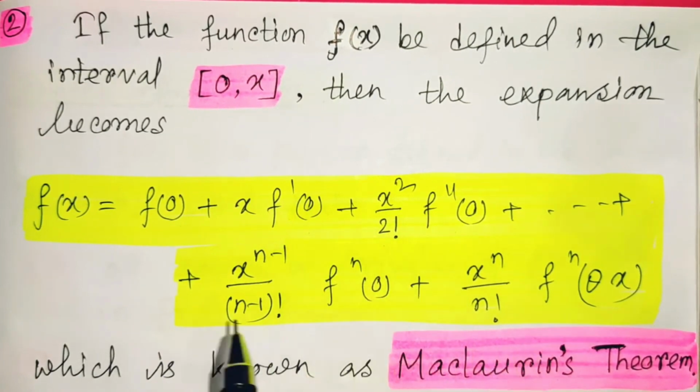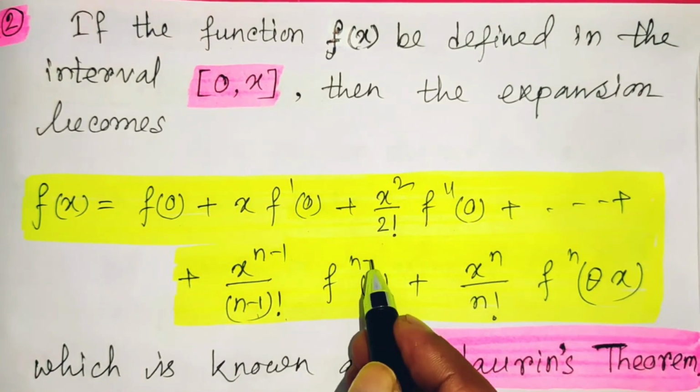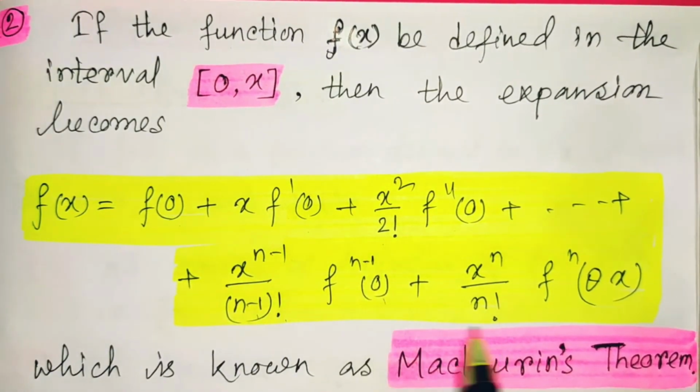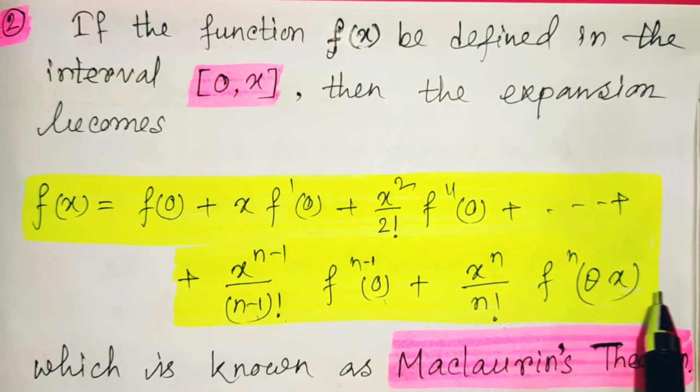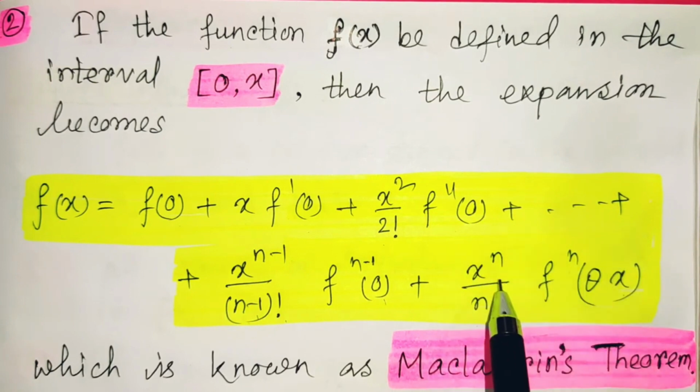In this way it will go on, and this term is x to the power n minus 1 by n minus 1 factorial, f to the power n minus 1 at the point 0, and plus the last term is x to the power n by n factorial f to the power n theta x. This is the Lagrange form of remainder.